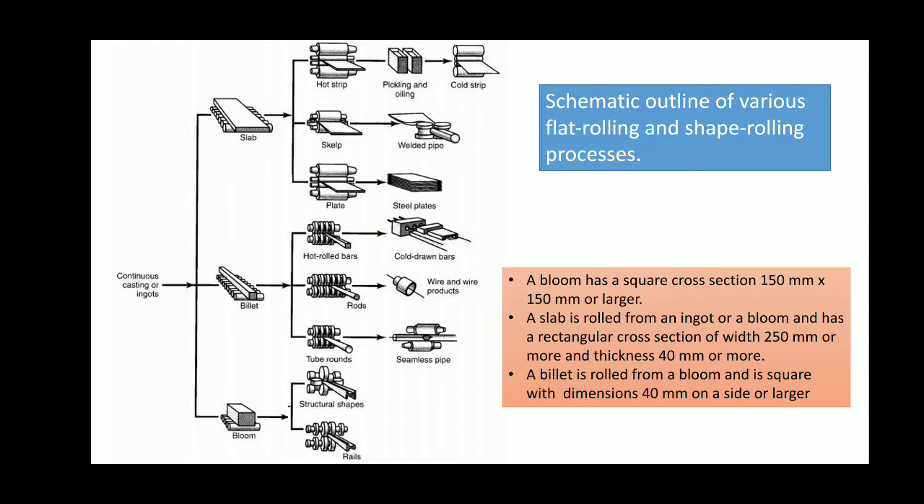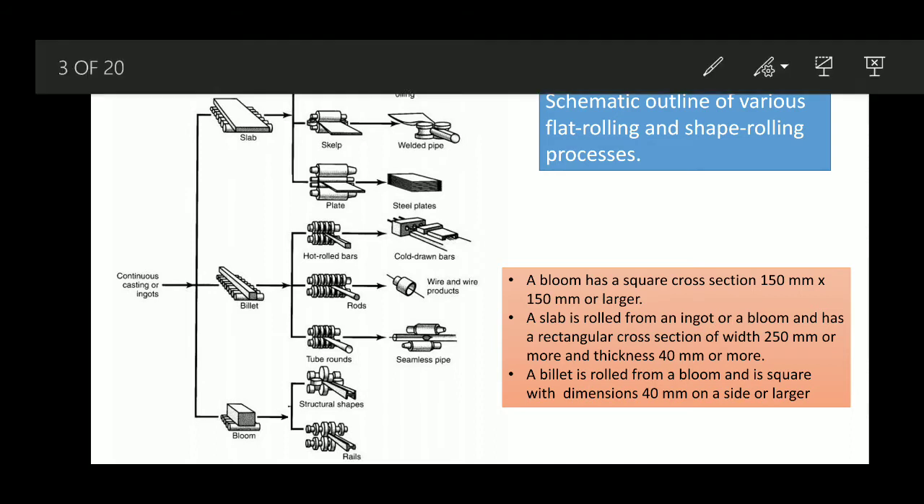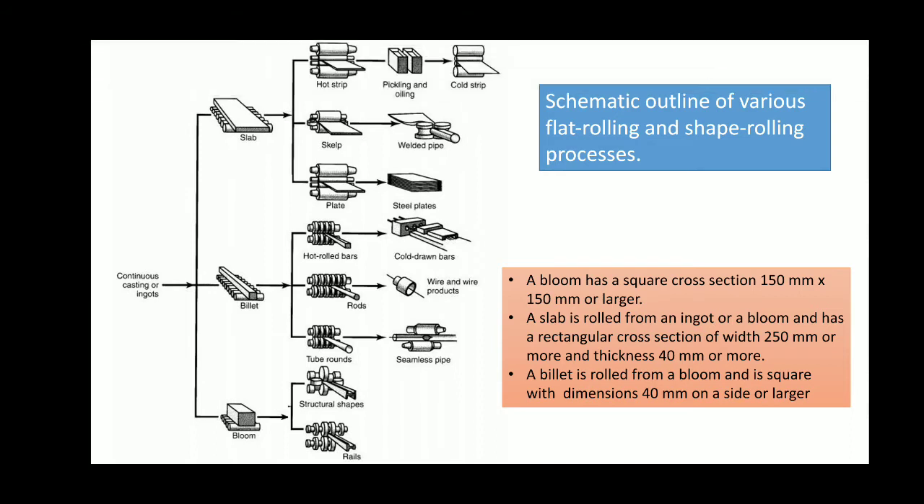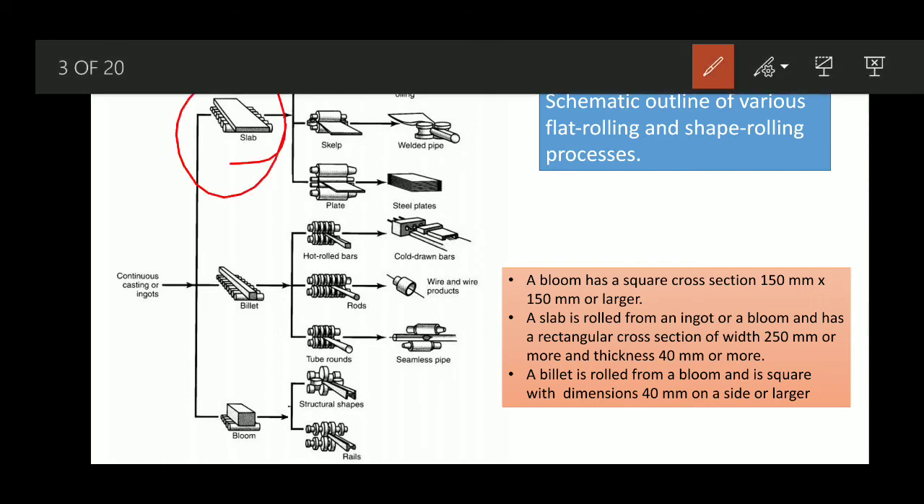In this figure, we are showing schematic outlines of various flat rolling as well as shape rolling processes. Here you can very easily see we have shown different initial raw materials, in the form of maybe slab or billet or bloom, depending on the raw material shape and size. This is a slab, we may work with billet, and we may also work with bloom.